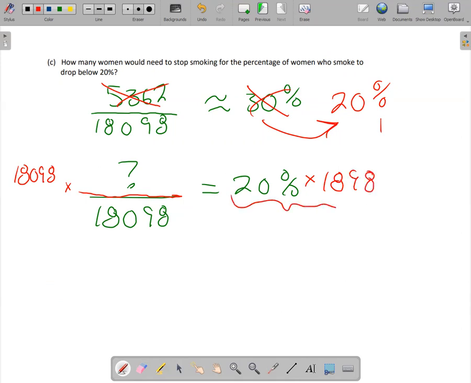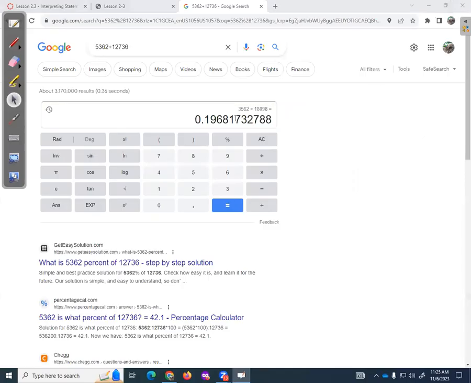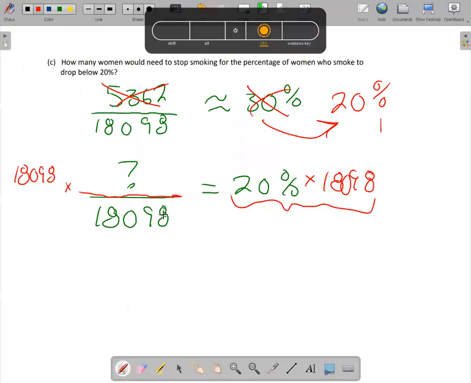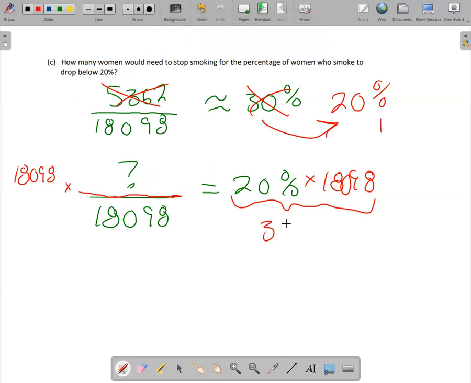Calculator, what is that number right there? 20% of 18,098. That is about 3,620. So if I take 3,620, divide by that, I'm going to get about 20%. That's what this is telling me right here.